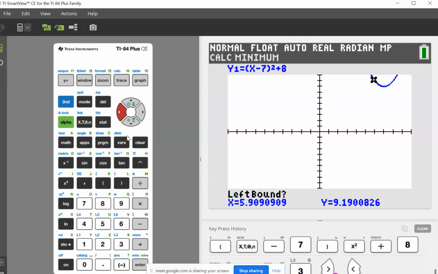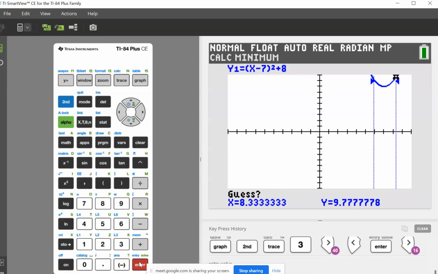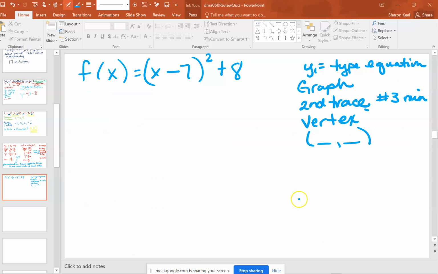You want to be sure when it says left bound that you are left of the vertex. Then you press enter. The word changes to right bound, so I need to move this cursor to the right. Come back and press the right arrow key. Continue to move it past. Press enter. On guess, you just press enter. Now, my vertex, the minimum, is 6.9999 repeating, which we're going to round to 7, 8. So our vertex is the ordered pair 7, 8.